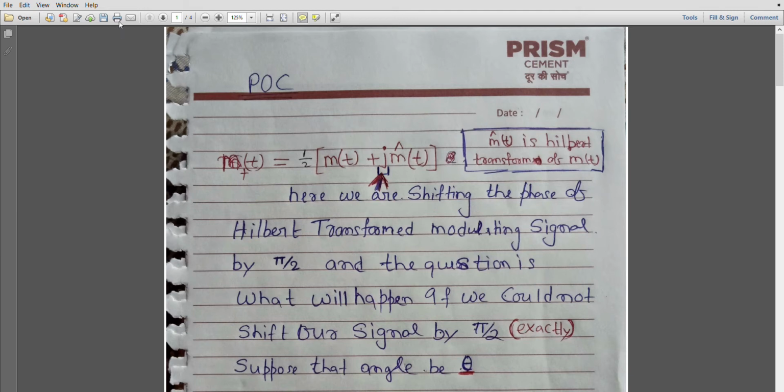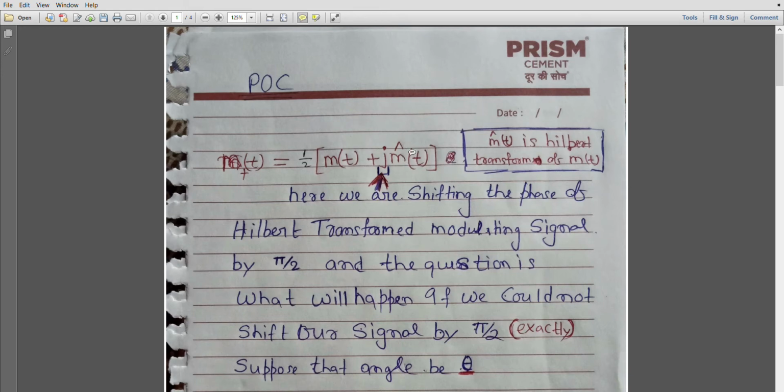In this equation we are multiplying j by m hat t. This means we are phase shifting the m hat t by pi by 2. But what will happen if we could not phase shift our m hat t, that is the Hilbert transform of m t, exactly by pi by 2? So let us suppose that we could shift this m hat t by theta.